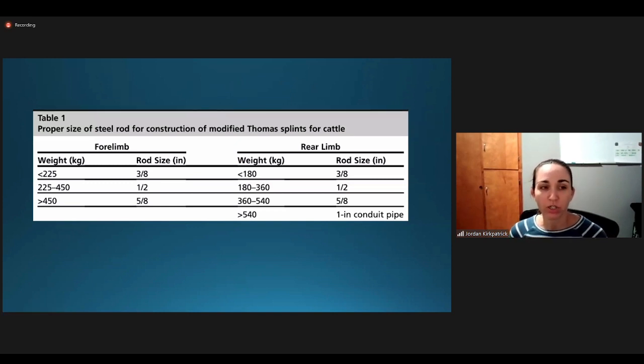This chart just shows you the size rod you would need. This is in inches and not centimeters, but what you need for certain size animals. And again, the bigger they are, the thicker the rod needs to be, where you might need a welder to form this type of splint.